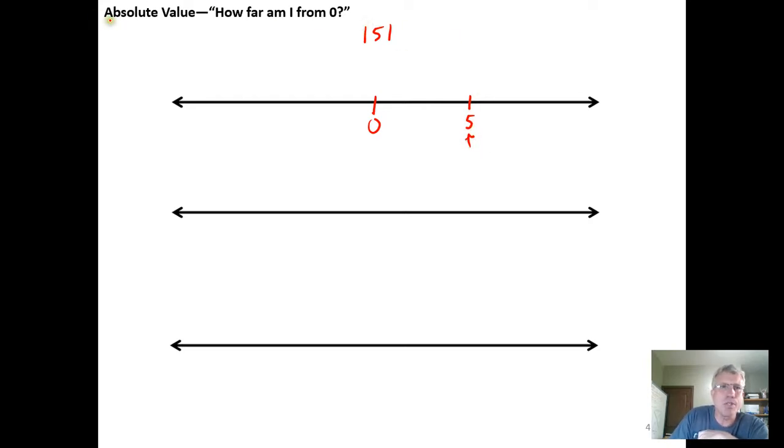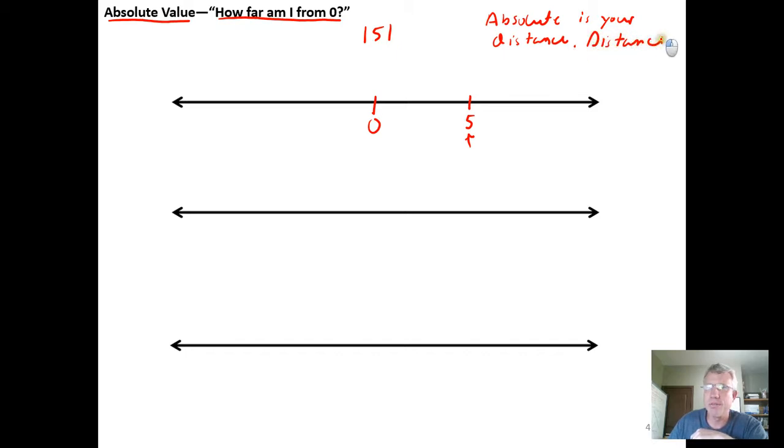All absolute value is, is the answer to the question, how far from 0 am I? So it's a distance question. The absolute value is always your distance from 0. And in mathematics, distance is always positive. It's a positive number.